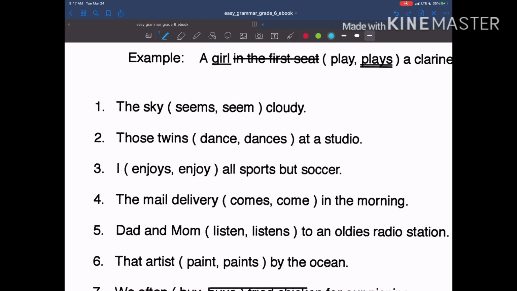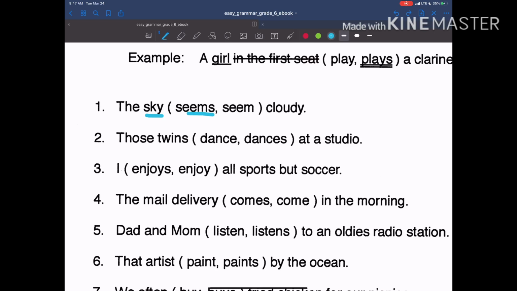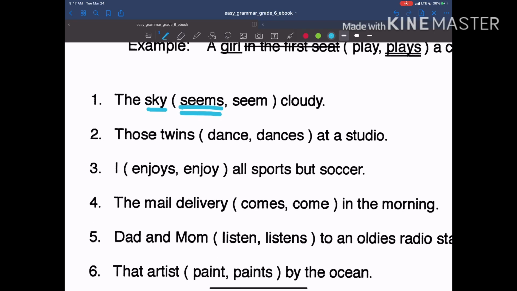Okay? The sky seems or seem cloudy. Are there any prepositional phrases in this sentence? No, there are not any prepositional phrases in this sentence. So we can go directly and look for our subject. Sky would be our subject. And there's only one sky, so it is singular. Sky seems or seem cloudy. Because it's singular, we choose the verb with the S. The sky seems cloudy. Okay?